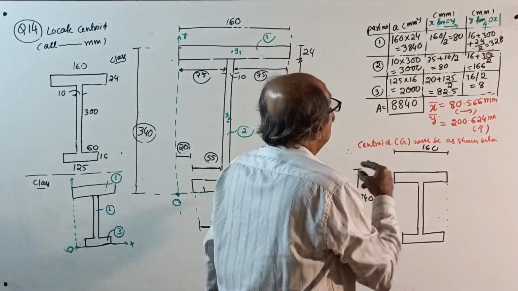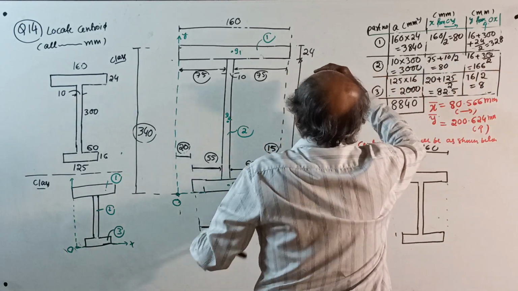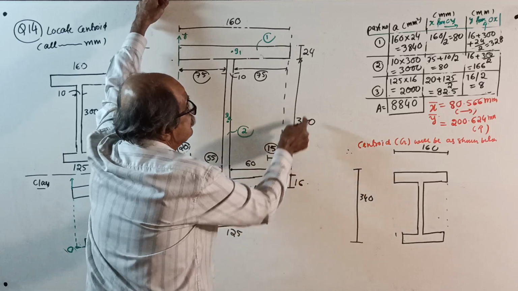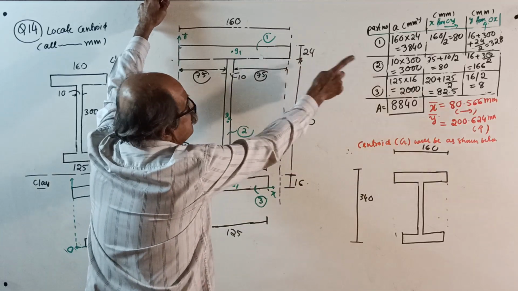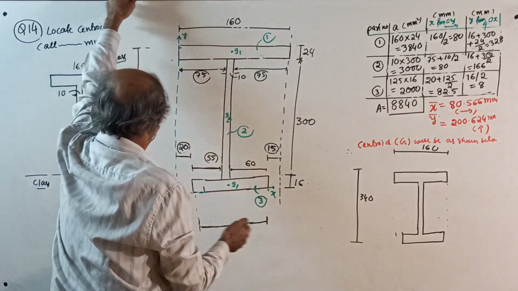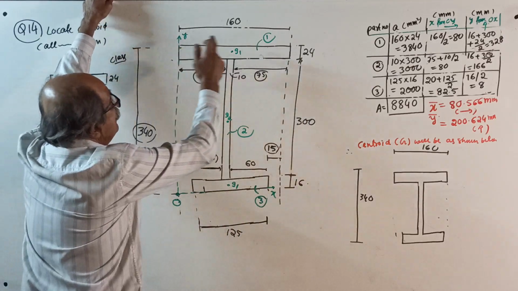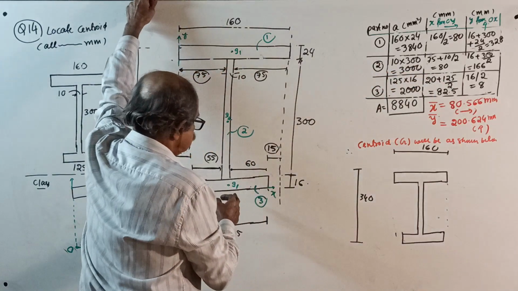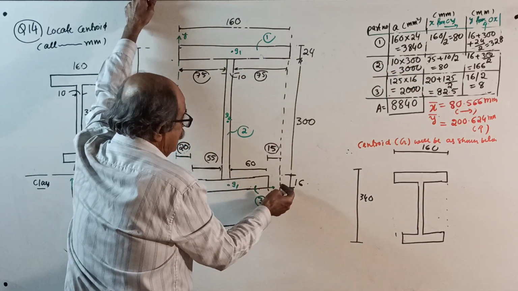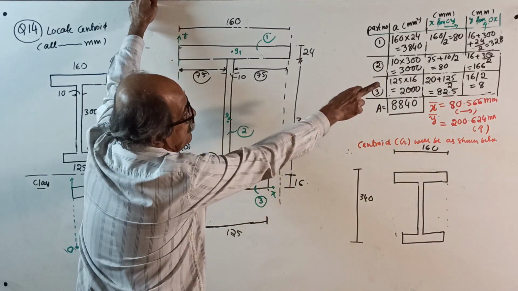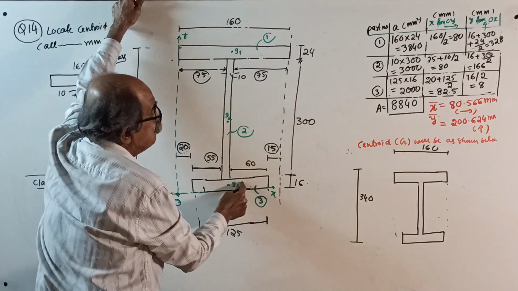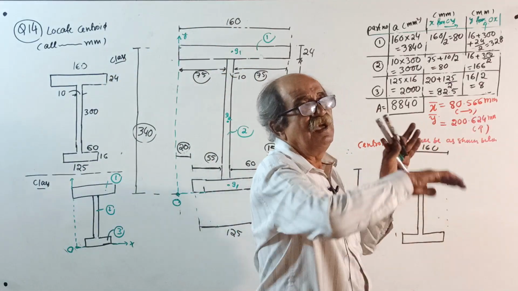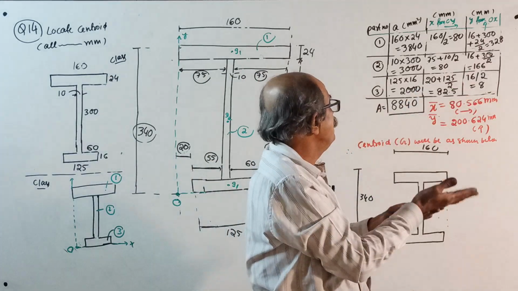Okay. Y distances from bottom edge. First one, 16 plus 300 plus half of 24. Or you can do one thing: from 340, subtract half of 24. You write there Y2, 16 plus half of 300. It is there. Y3, half of 16. Calculate x bar, calculate y bar. X bar is to right side, y bar is upward.